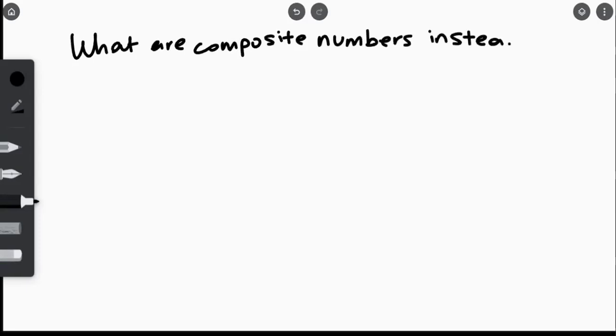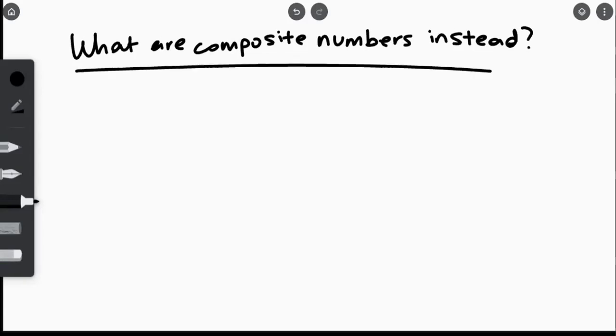So what are composite numbers instead? Okay, sorry wait for a bit.